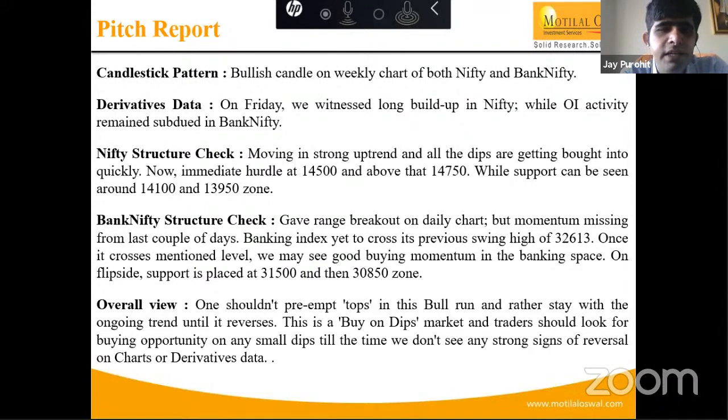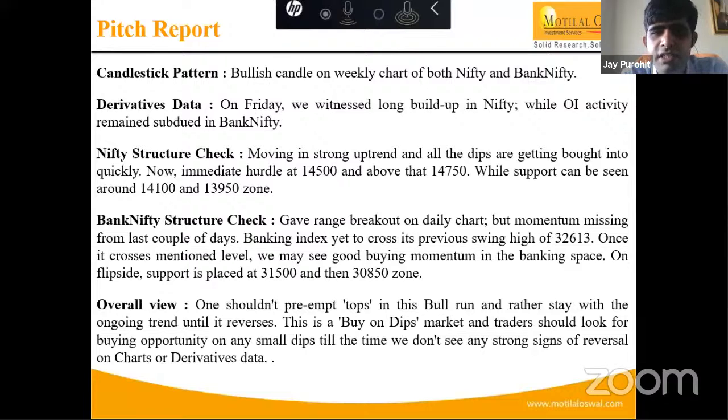Now, if we look at the derivatives data of Friday, we witnessed a good amount of long build up in Nifty. The open interest was up by more than 8%, along with a rise in Nifty by around 1.3%. Now, the open interest activity of Bank Nifty remains subdued. This is of the futures, not about the options.